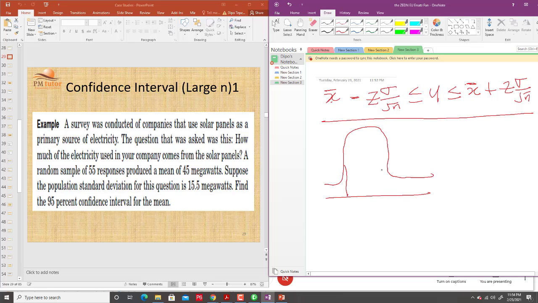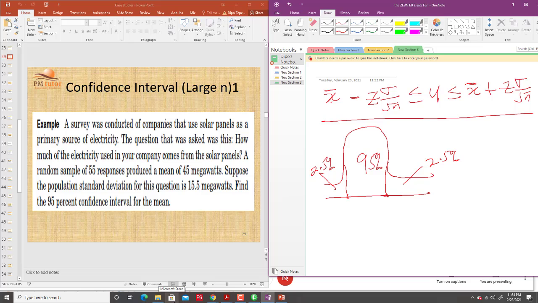Here, then here will be 95%. This is what we call the 95% confidence level, and the interval will be from here to here. So if this is the 95% confidence level, that means this tail will be 2.5%, and this tail will be 2.5%.